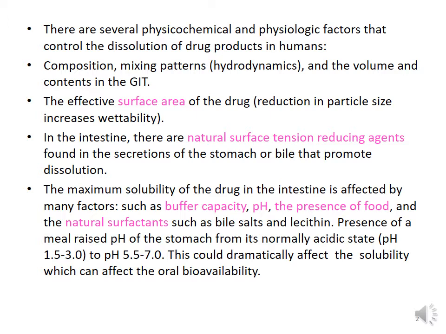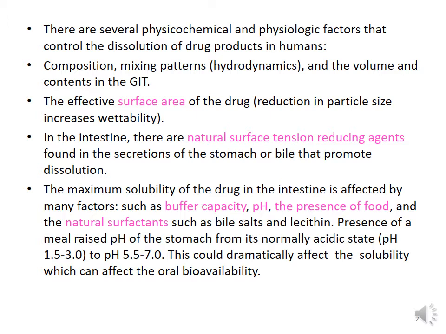If one were to design a biorelevant dissolution test for drugs with poor dissolution characteristics, it would be important to account for the natural surfactants located in the stomach and intestine. The maximum solubility of the drug in the intestine is influenced by many factors such as buffer capacity, pH, presence of food, and natural surfactants such as bile salts and lecithin.